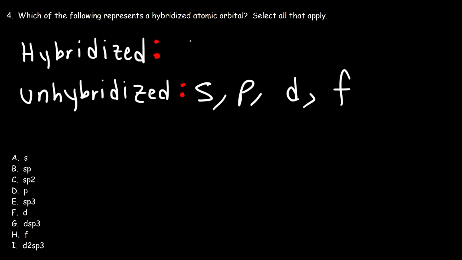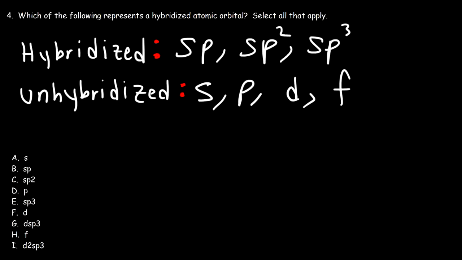So sp, that's a hybrid of an s and a p orbital. sp2 is a hybrid of an s and 2 p orbitals. sp3 is a hybrid of an s and 3 p orbitals. dsp3, it's a hybrid of a d, an s, and 3 p orbitals. And the last one, d2sp3. So if you see 2 or more different letters, you know you're dealing with a hybrid orbital. If you just see one letter by itself, it's an unhybridized orbital.